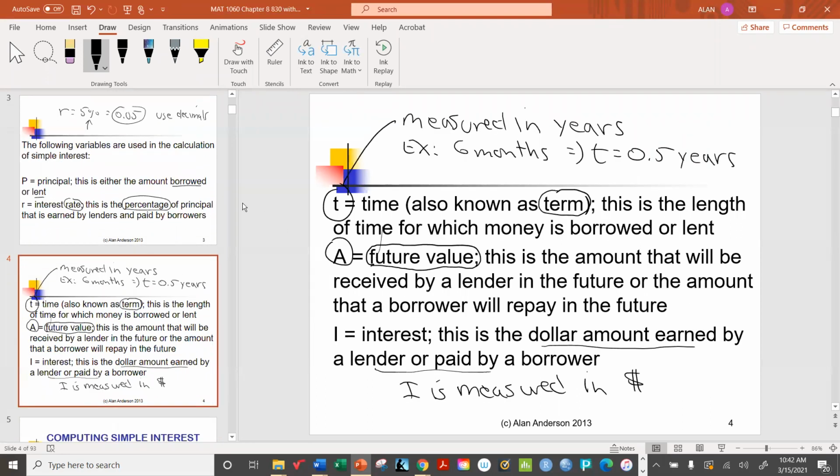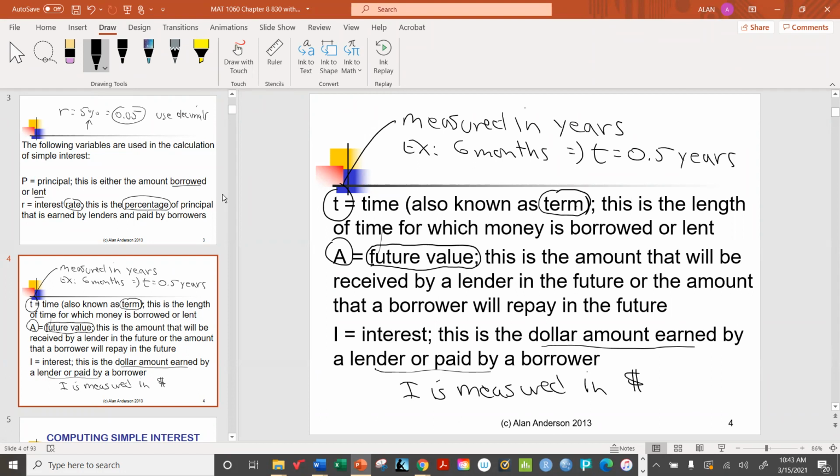We had T for time. Now, be aware that this is measured in years. So if you have a fraction like 6 months, you have to convert that into a decimal. Let's say, for example, here, 6 months is half a year. So in our formula, we would write that not as 6, but 0.5, because that represents the number of years. Okay. Now, also a reminder here that the word term means the same thing as time in this particular application. The term refers to how long the loan will last.